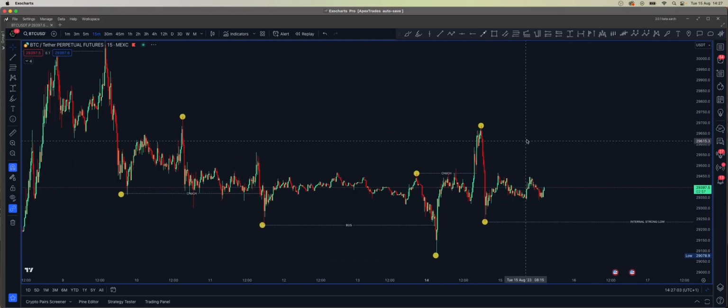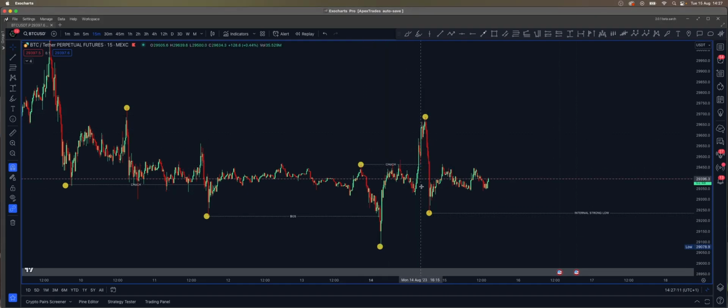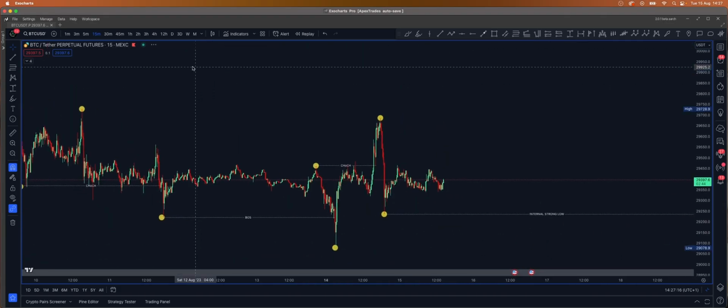Let me just double check that. Hang on. Lower high, lower low, lower high, lower low, higher high, lower low. Yeah, that is our new internal structure range.